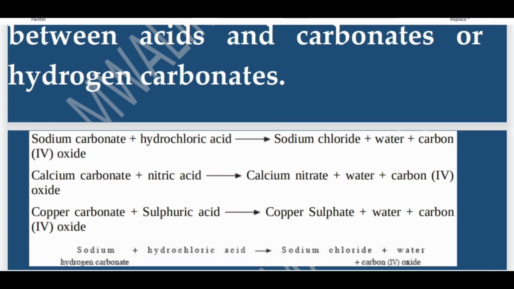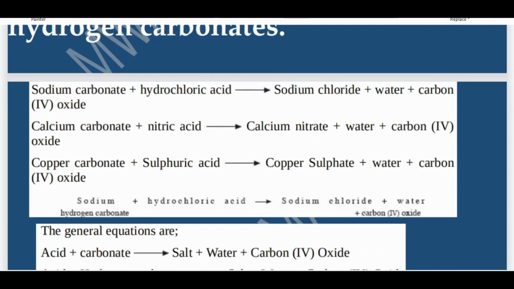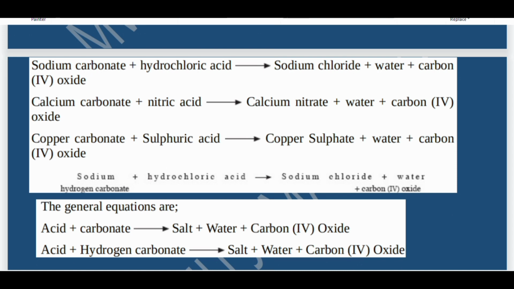Then calcium carbonate reacting with dilute nitric acid forms calcium nitrate plus water and carbon dioxide. When copper carbonate reacts with dilute sulfuric acid, we have the formation of copper sulfate, water and carbon dioxide. Also, sodium hydrogen carbonate reacting with dilute hydrochloric acid forms sodium chloride, water and carbon dioxide.